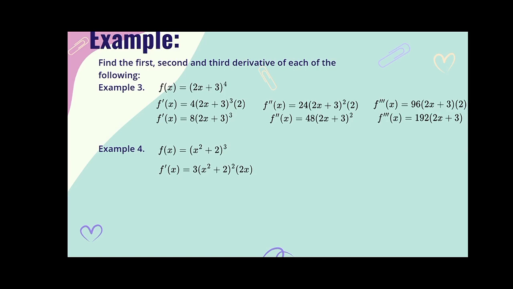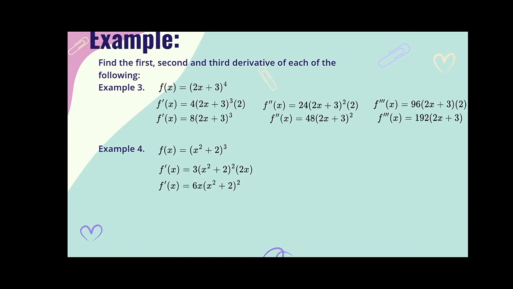Then we get the derivative of x squared plus 2, which is 2x, because the derivative of x squared is equal to 2x, because 2 minus 1 is 1, then plus the derivative of 2, which is a constant, so 0. So 2x plus 0 is equal to 2x. So the first derivative is 3 times the quantity of x squared plus 2 raised to 2 times 2x.